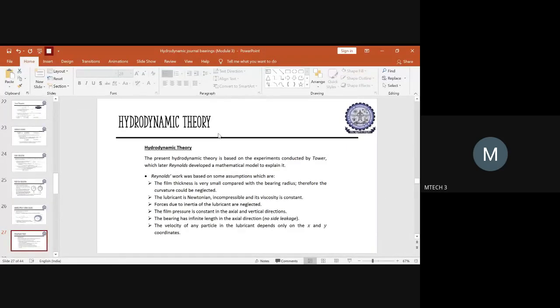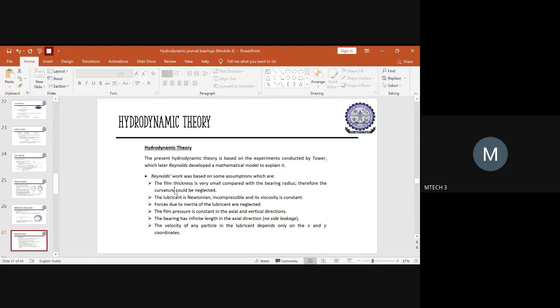Experimental data on hydrodynamic theory was developed by Mr. Tower, and Mr. Reynolds developed a mathematical model to compare with the experimental data of hydrodynamic theory. Hence the mathematical model equation he derived is termed the Reynolds equation. He made a set of assumptions, which we discussed in the last class. Let me just brush up on them before starting with the Reynolds equation. The assumptions were as follows.